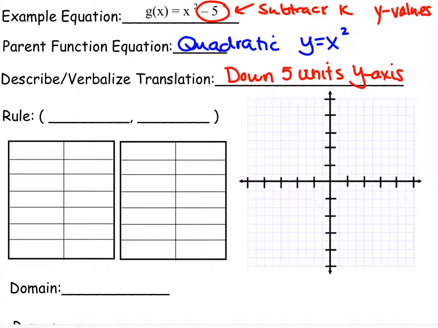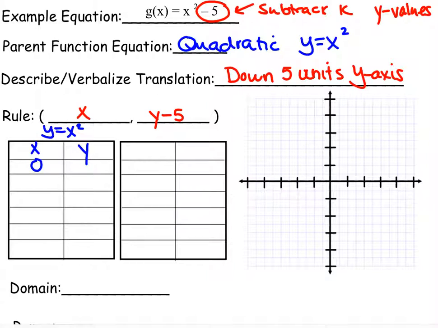And our rule, we are not changing the horizontal axis values, so that x will stay as it is. But then for us to move down 5 units, we have to subtract 5 from all of our y values. All right, so what we're going to do is go back and graph the parent function first. So this first t-chart is just for the parent, y equals x squared. So we have our x and we have our y. We've already graphed our quadratic parent function in a prior video.